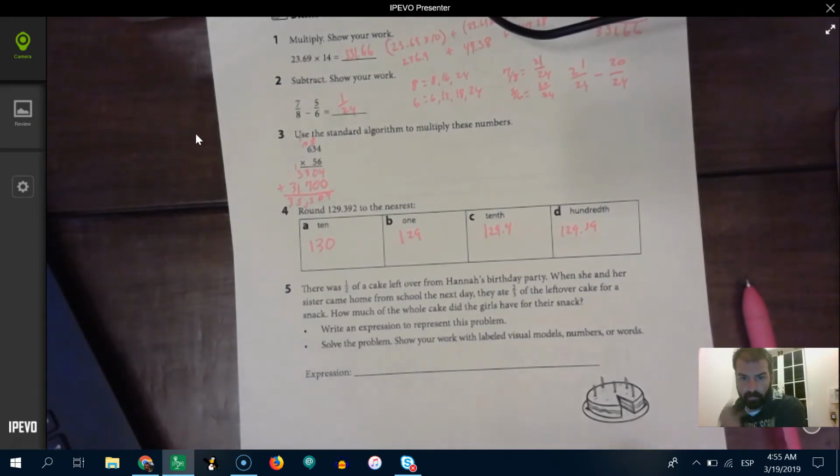Right, there was half of a cake left over from Hannah's birthday party when she and her sister came home from school the next day. They ate 2/3 of the leftover cake for a snack. How much of the whole cake did the girls have for their snack? Write an expression, solve the problem, show your work.